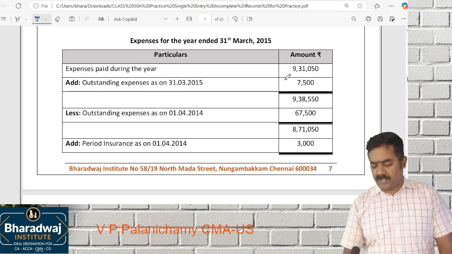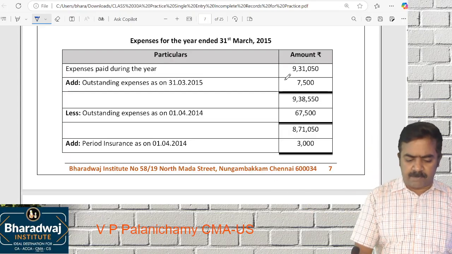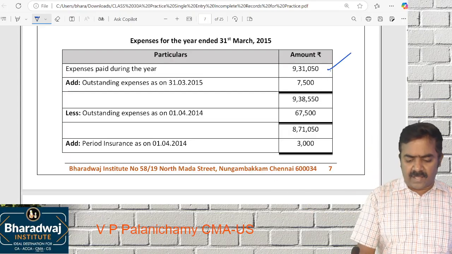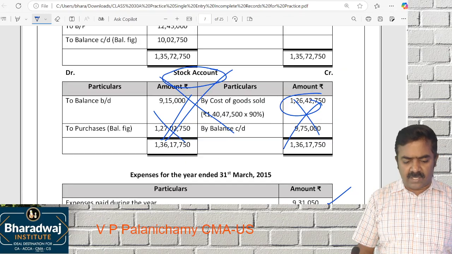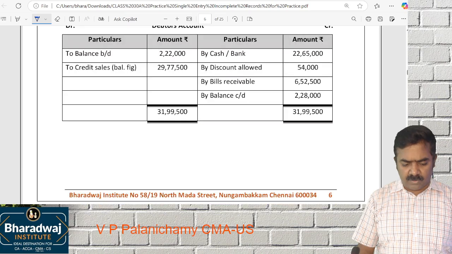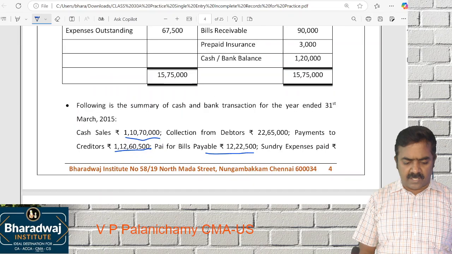Now, pay attention. The workings are there in your thing also. Expenses paid during the year is given. Add outstanding expenses at the end of the year, where it is given. Look at the last 3-4 lines of the question. Outstanding expenses at the end of the year is given. How much is given?